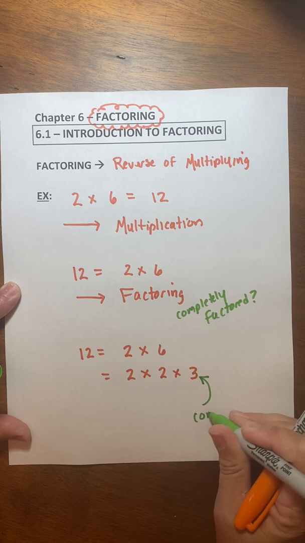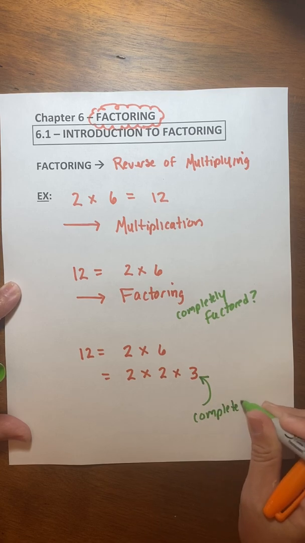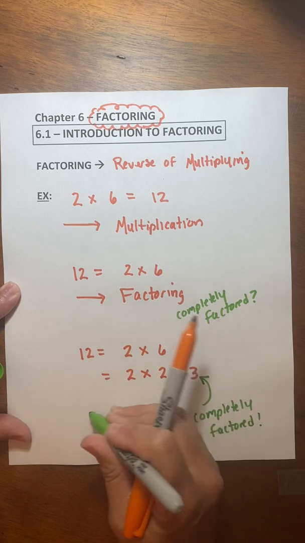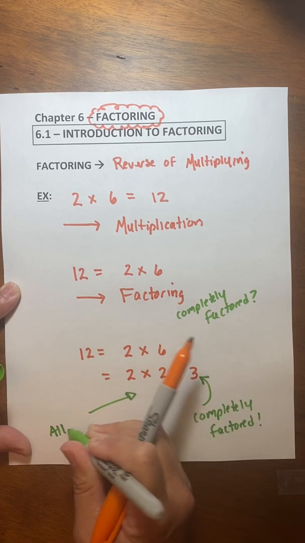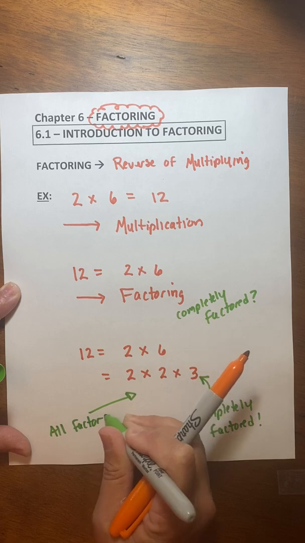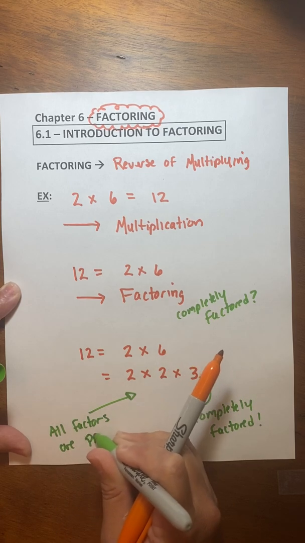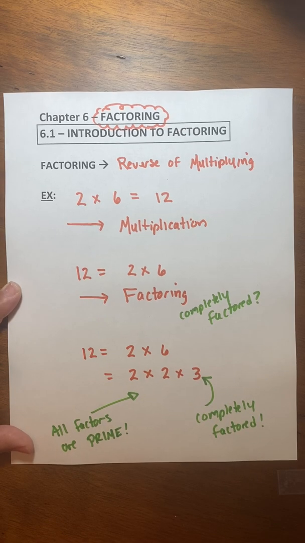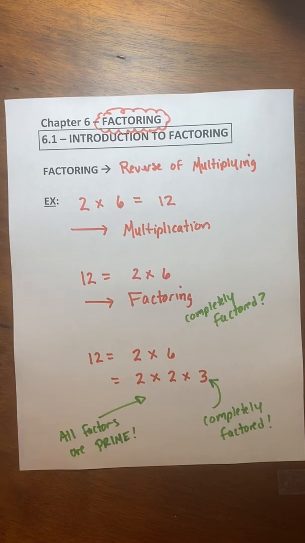So this, we would say, is completely factored, right? All factors are prime numbers. We can't break 2 or 3 down any further because its only factors are itself and 1. So anytime we're factoring, we want to break whatever is handed to us down into its prime factorization.